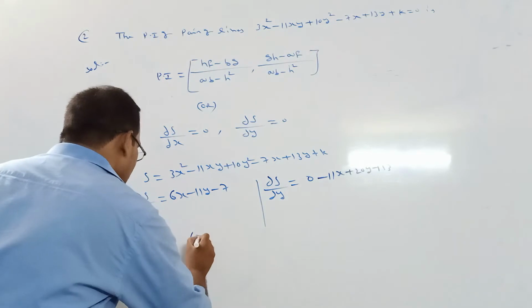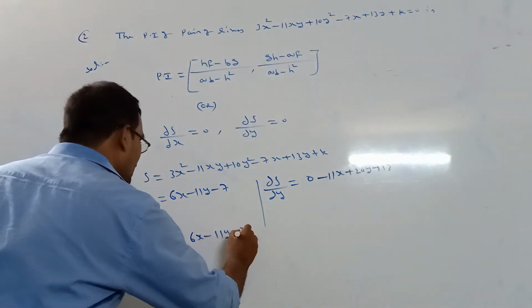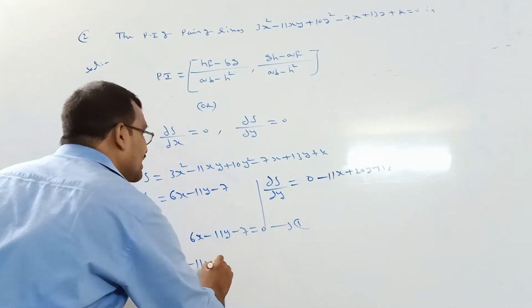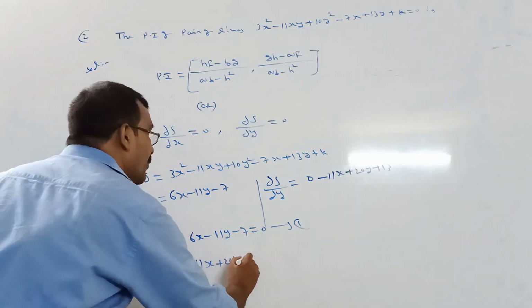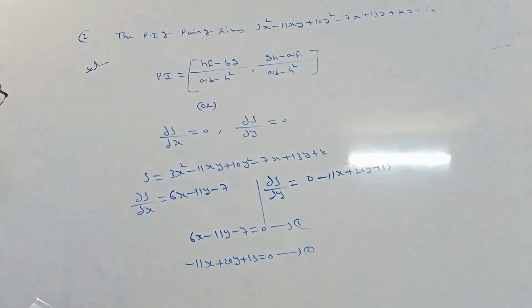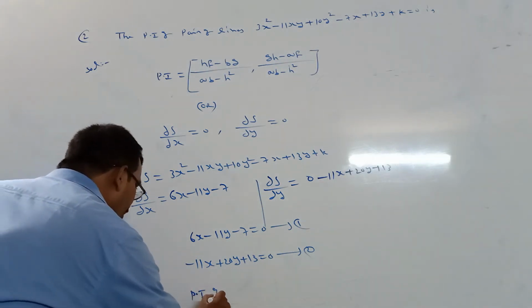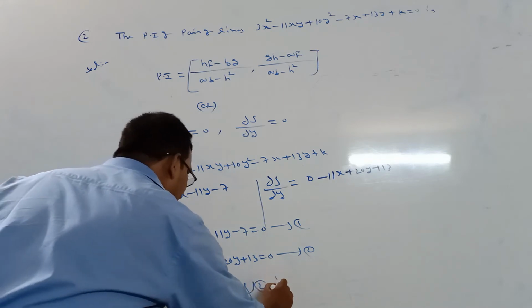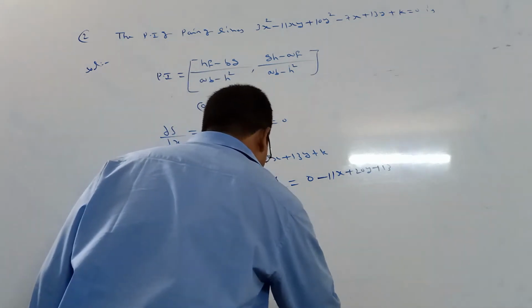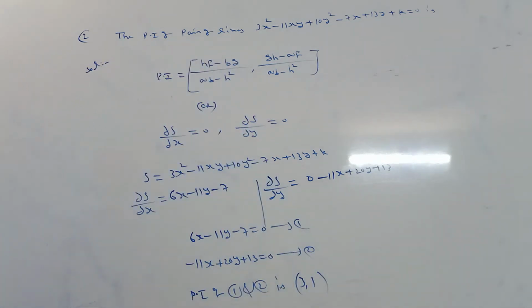Equations are 6x minus 11y minus 7 equal to 0. The second one is minus 11x plus 20y plus 13 equal to 0. This is 2. Find the point of intersection. The point of intersection of 1 and 2, by cross multiplication you can find it. You get 3 comma 1. This is the shortcut method to obtain the point of intersection.